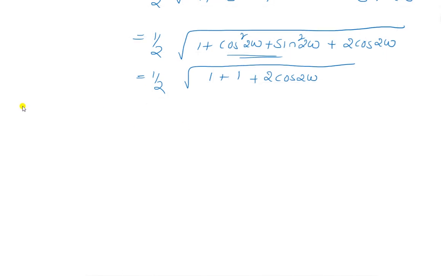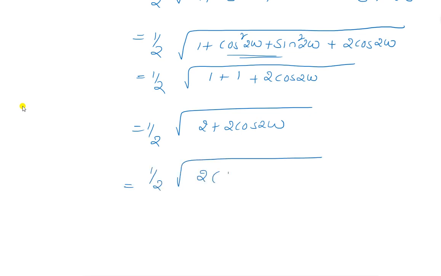And which is equal to 1 by 2 square root of 2 plus 2 cos 2 omega. Okay, so this can further simplify by taking 2 as common, and this is 1 plus cos 2 omega. And this is 1 plus cos 2a in the form. 1 plus cos 2a can be expressed as 2 cos square a. So 1 plus cos 2a is equal to 2 cos square a.